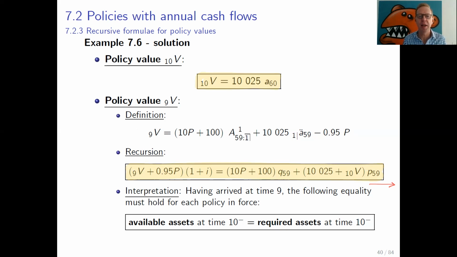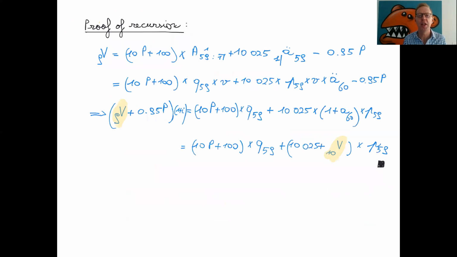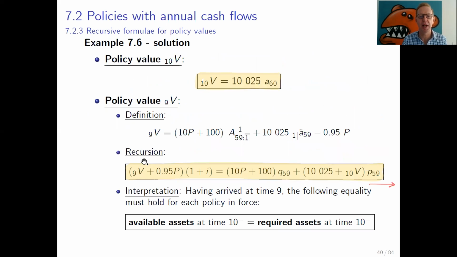How can we derive that? How can we find this recursion? This is explained in the next slide. Please have a look at it carefully, but it's a simple exercise to see that indeed we can express V9, the policy value at time 9, as a function of the policy value at time 10. Let us go back to the previous slide. Then we find this recursion.